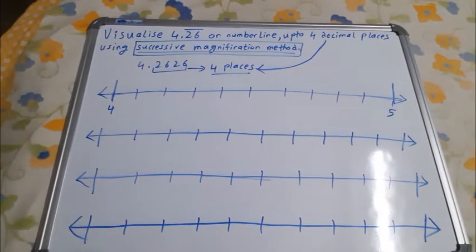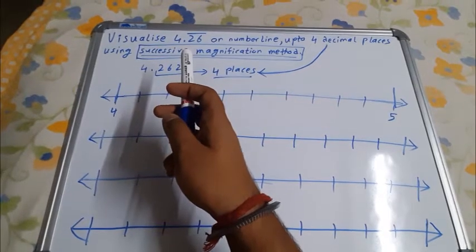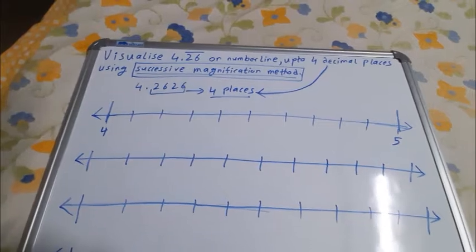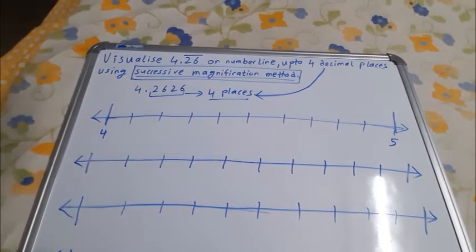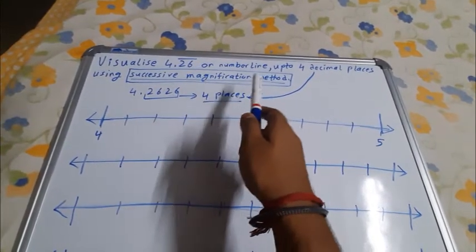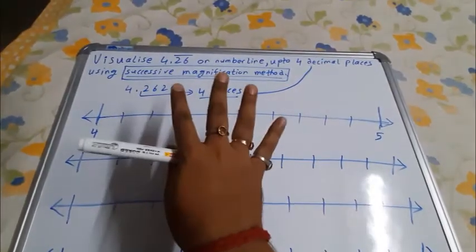The example I have taken here is 4.26 bar. Over here there is a bar, and we all know that bar means recurring. Also, it is written to visualize 4.26 bar on the number line up to 4 decimal places, which means we will take 4 digits after the decimal.